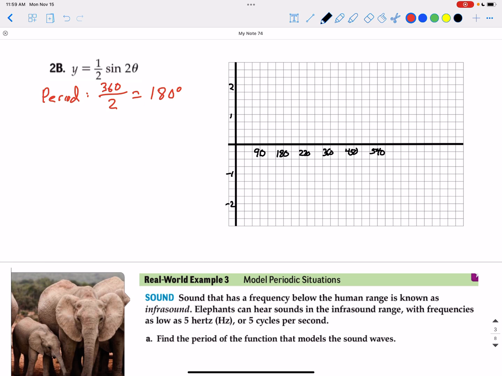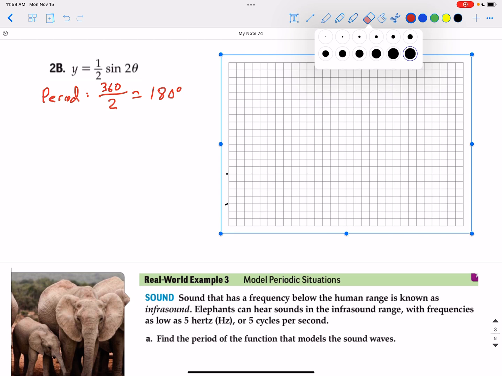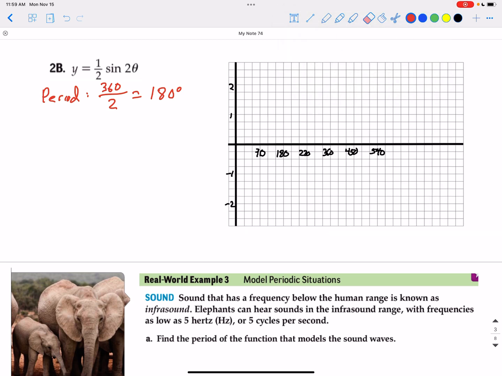And remember that sine starts at 0, 0, and it will have to end at 0 at the end of the period, so 180, 0. Halfway between that would be 90, when it hits the x-axis again. Then halfway between those hits the high point and the low point. The high point is only going to be 1/2 and -1/2. So this is one full period here.